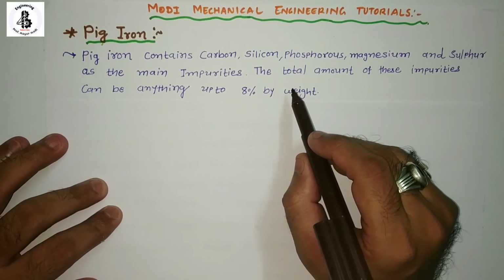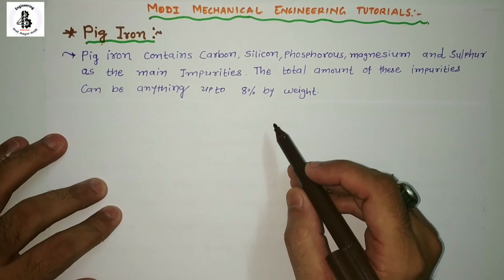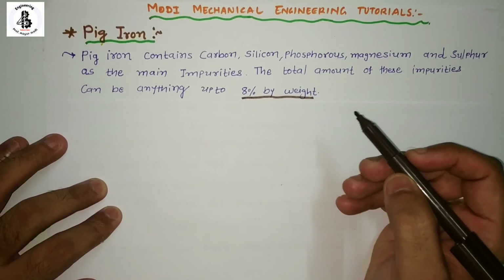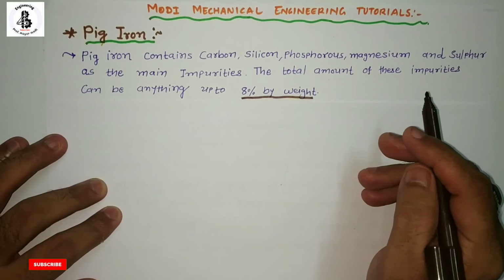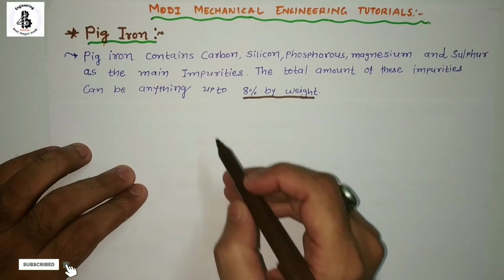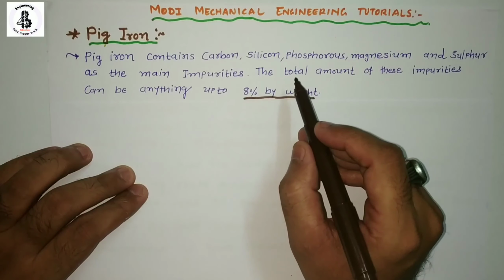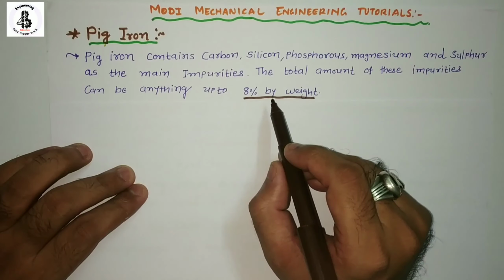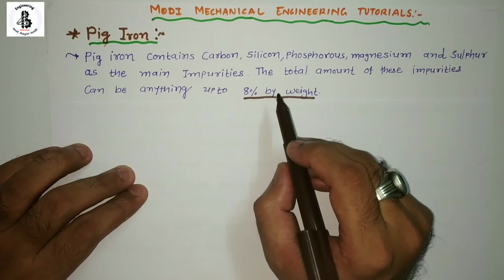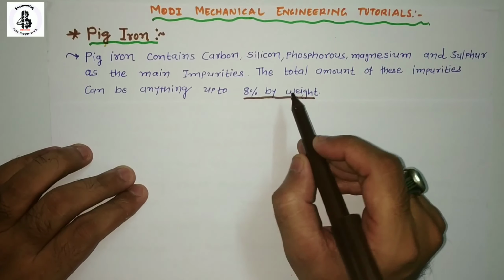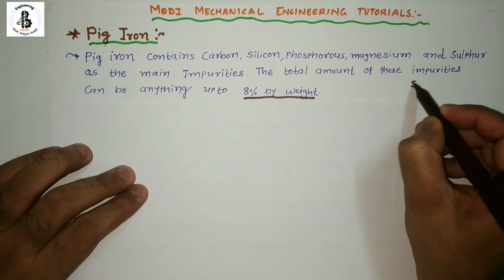The total amount of these impurities can be up to 8% by weight, and that is available in natural form. So basically these carbon, silicon and all the alloying elements are present in pig iron. That kind of material is used for the manufacturing of steel.